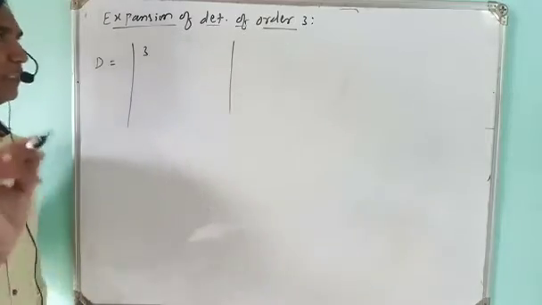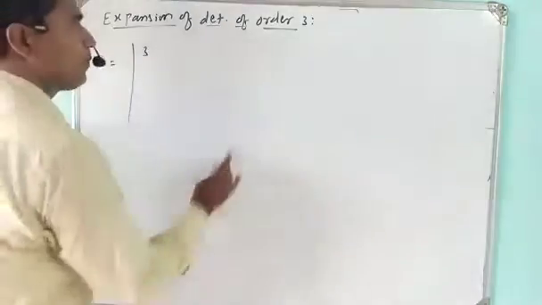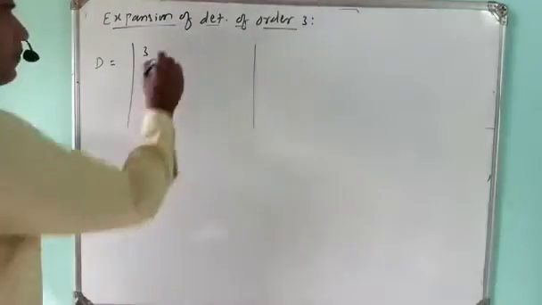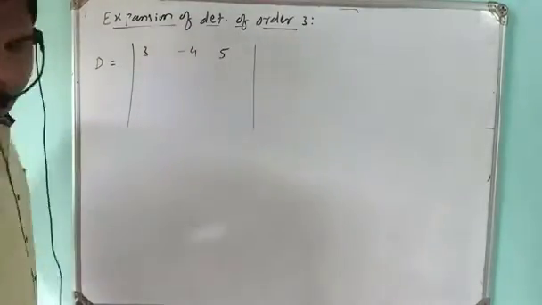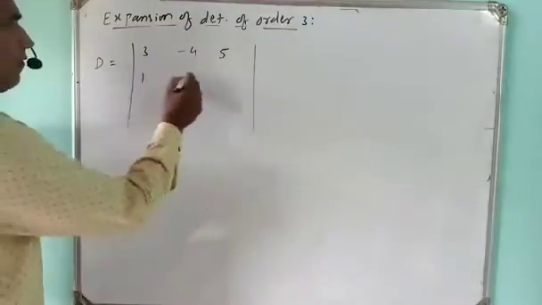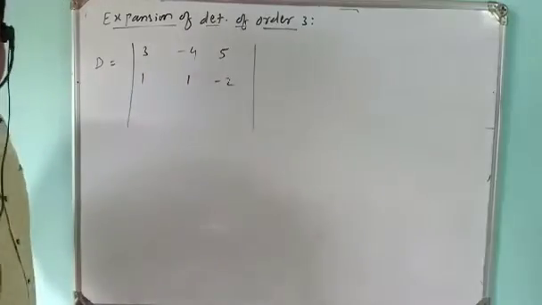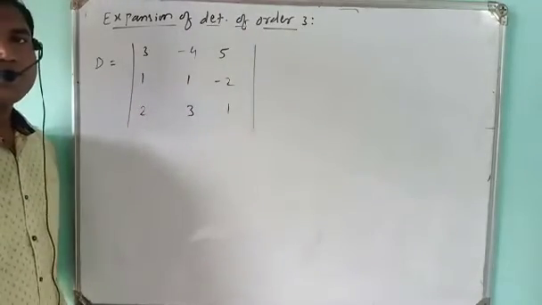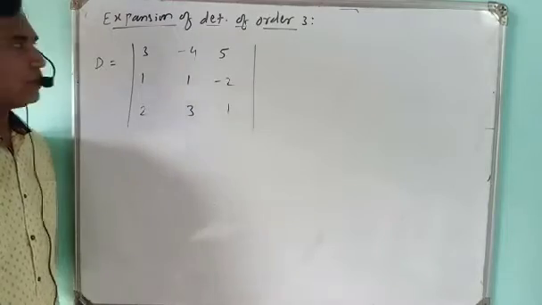Okay, it is a procedure, a method of taking that one. So, let us take an example: 3 minus 4 5, 1 1 minus 2, and then 2 3 1. It is an example given to us. Suppose we have to expand that one. So, how to expand that one?